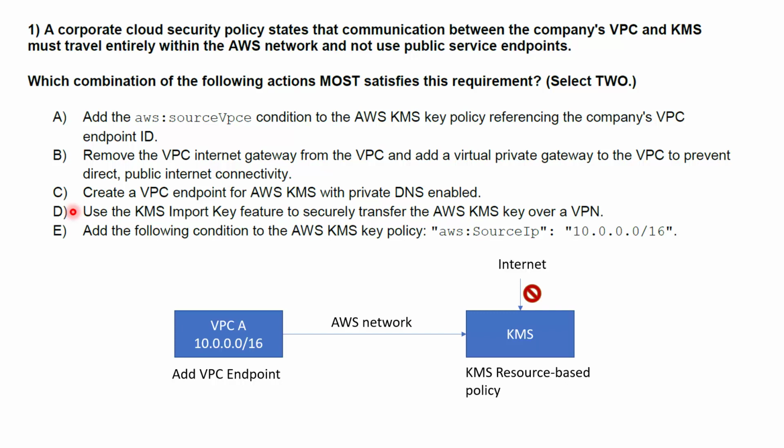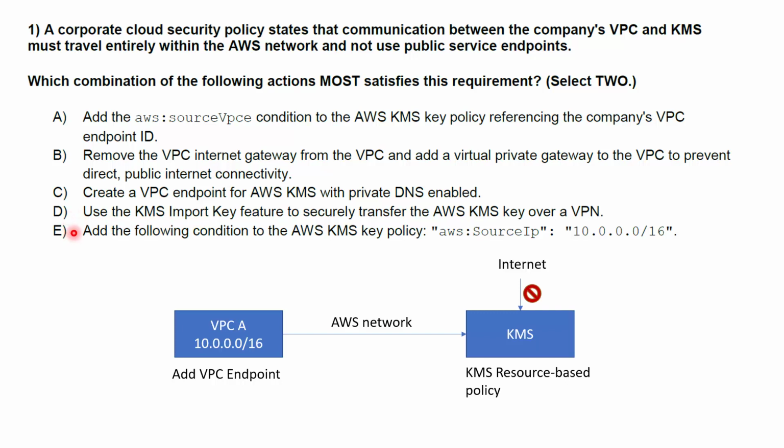With choice D, KMS import key feature or a VPN. Now, we don't need to use a VPN for this question. And this choice covers only the import key action. But what about the other KMS operations? So clearly this is an incorrect choice.